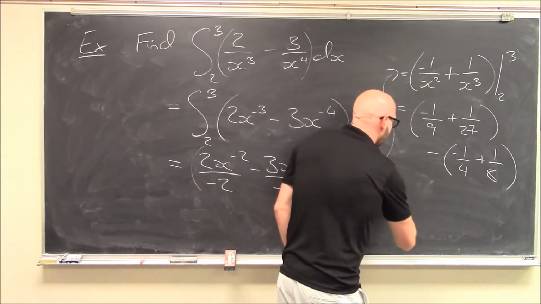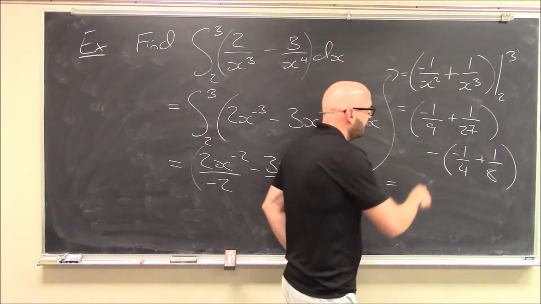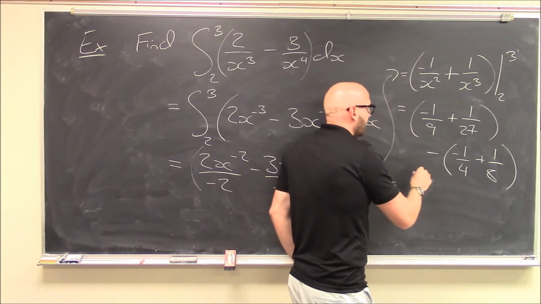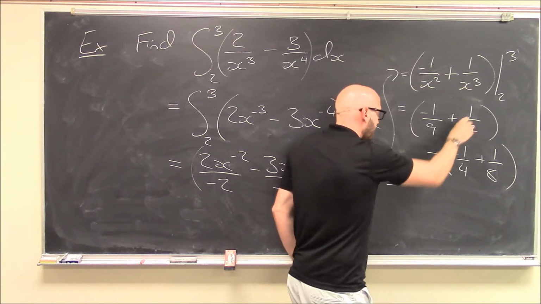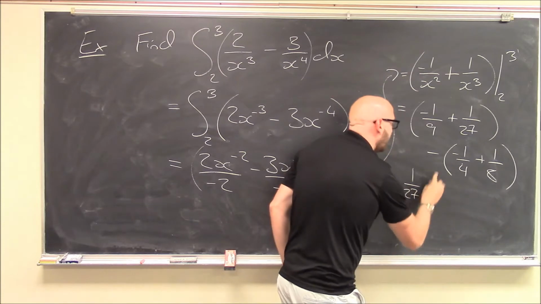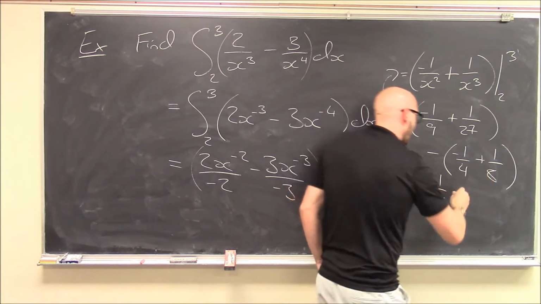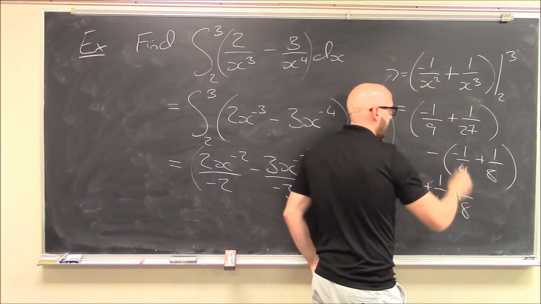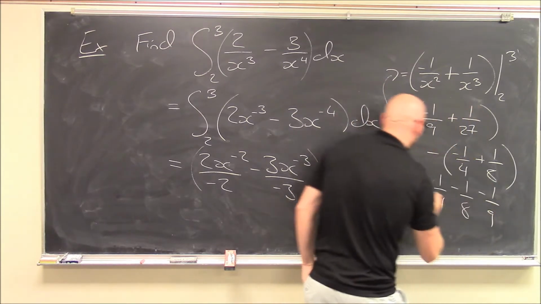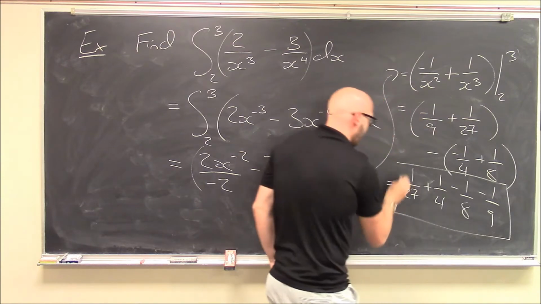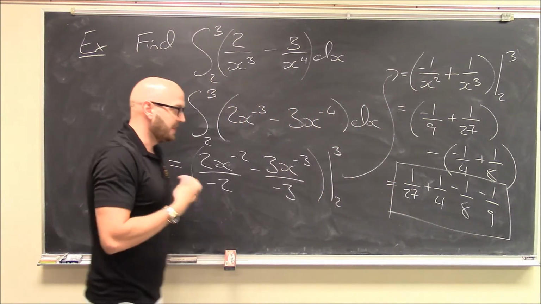But what I will do is at least group like things together, or expand out as minus. So let's put the positive stuff first. We got 1 over 27 plus 1 over 4 minus 1 over 8 and minus 1 over 9. And I won't write that as a single fraction, but there is the answer.